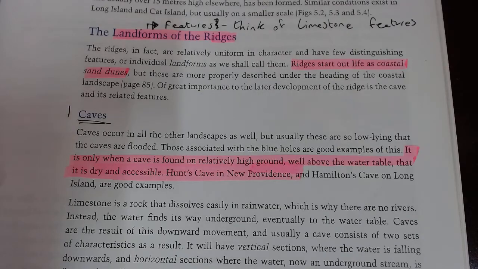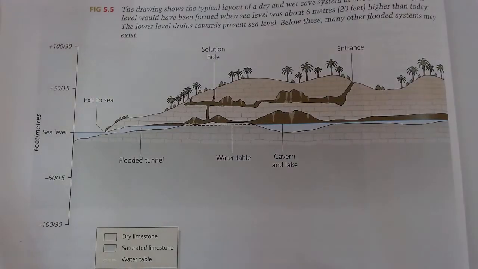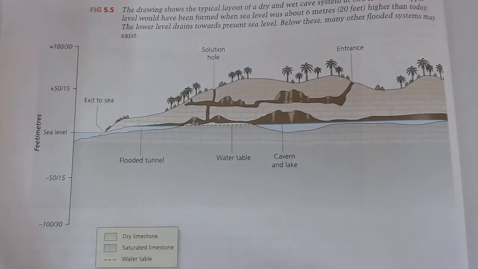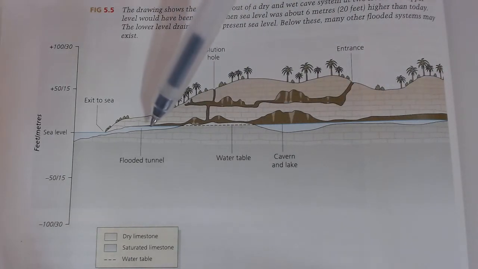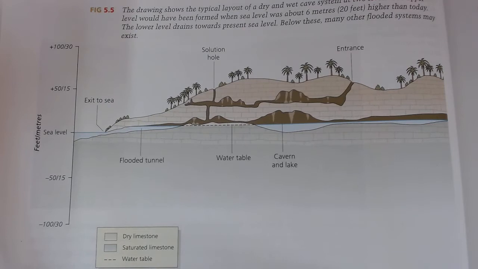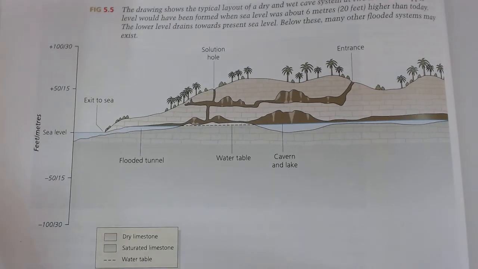Jump on to the next page. Again, very simple. Sorry, top of page 66. Very simple little cave system. You've got your limestone, we've got our higher cave, and then you've got your lower flooded cave below the sea level, and so on like that. So what you get in ridgelands, wherever there's high land above sea level, you'll have a series of dry and wet cave formations.